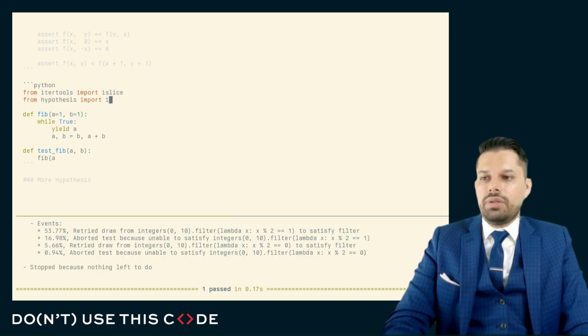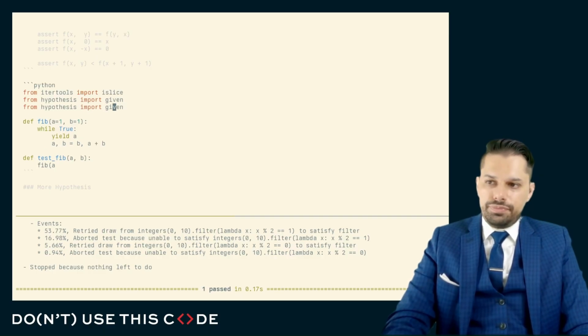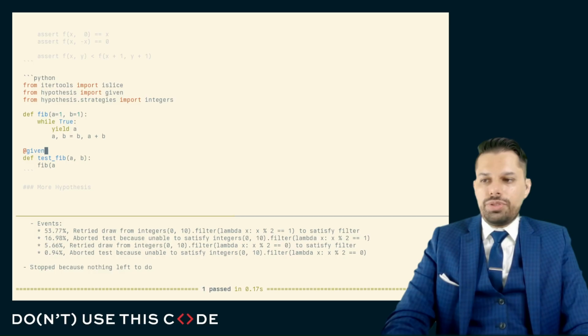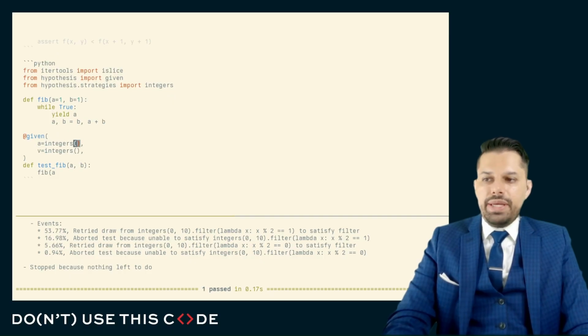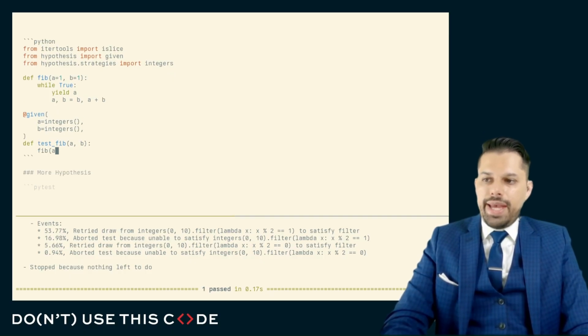Let's pull in given, and let's pull in a strategy. And the strategy will be a strategy operating on integers. So here, A is pulled from the integers, and B is pulled from the integers. And we'll grab the first 10 values from this.